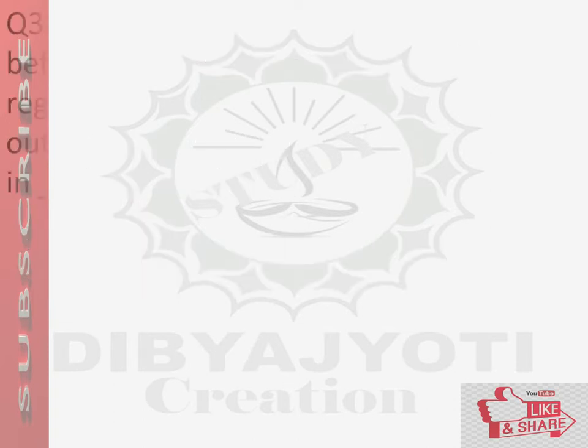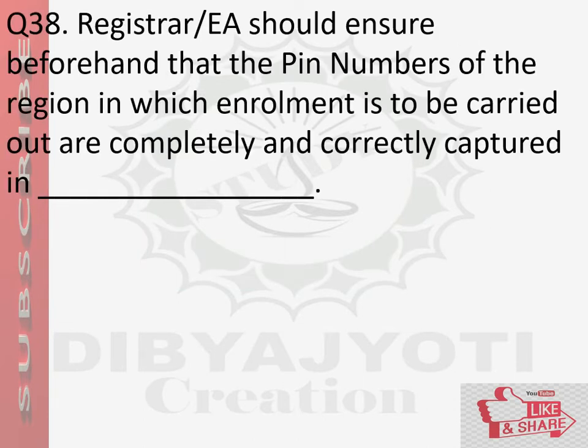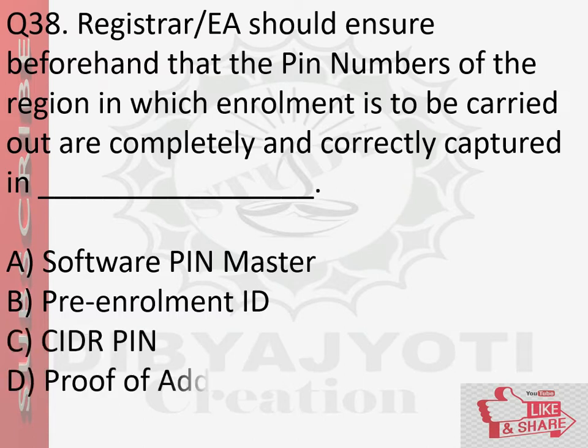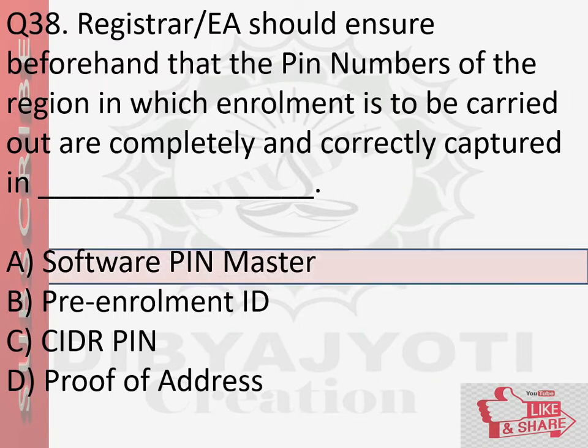Then next, registrar or enrollment agency should ensure beforehand that the PIN number of the region in which enrollment is to be carried out are completely and correctly captured in dash. Options are option A, software PIN master. Option B, pre-enrollment ID. Option C, CIDR PIN. Option D, proof of address. And answer is software PIN master.